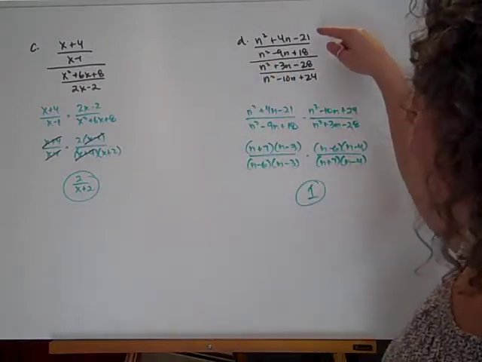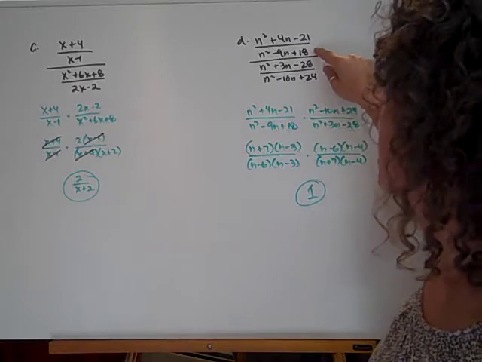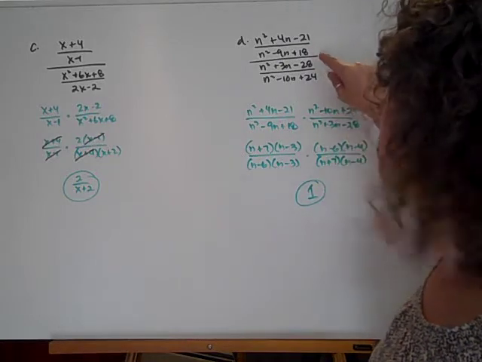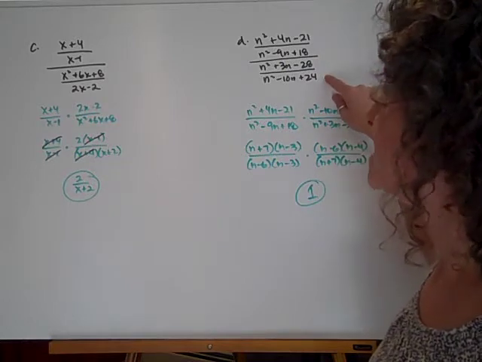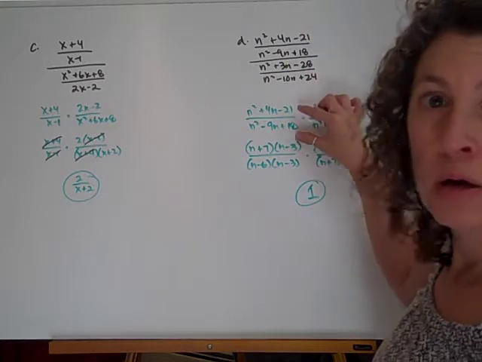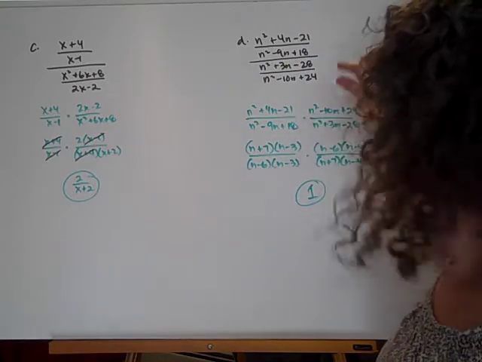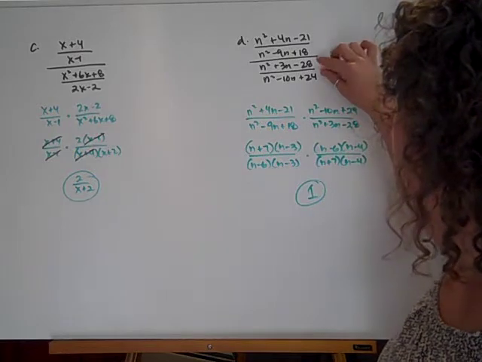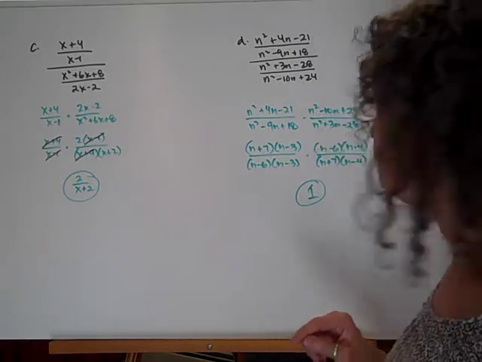All right, and our last one, n squared plus 4n minus 21 over n squared minus 9n plus 18 over n squared plus 3n minus 28 over n squared minus 10n plus 24. So again, I'm going to take my numerator expression, write that first. I'm going to write this as multiplication, so I'm going to take my denominator here, my second expression, and automatically flip it over so that I have the reciprocal.